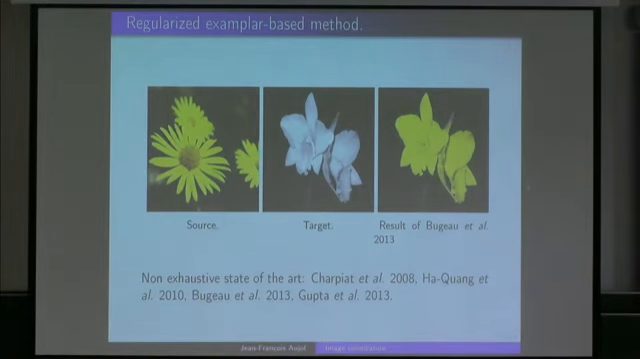So here is an example of what colorization you can get with this type of result, where you have the target image in the middle you want to colorize, a source image you take the color from, and that is the kind of result you can get with exemplar-based colorization. So it's not perfect, but it's already something interesting.